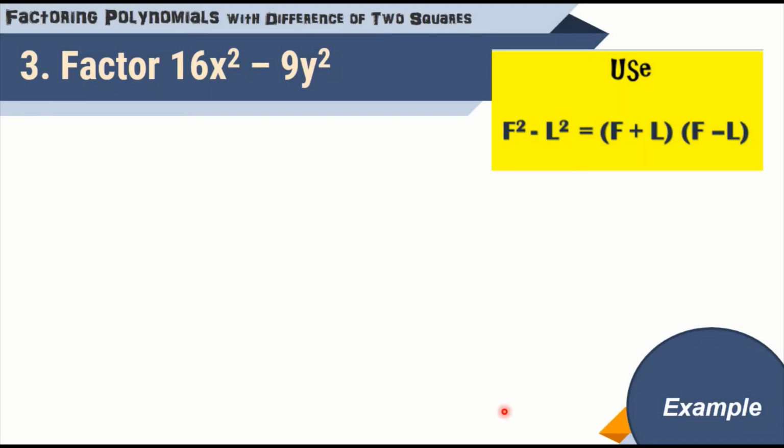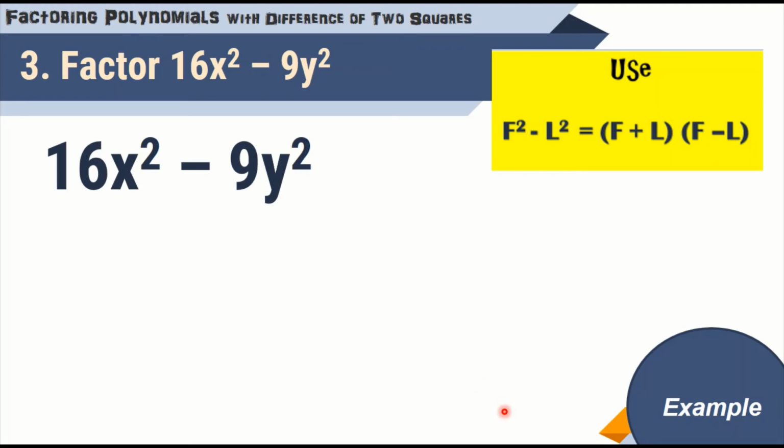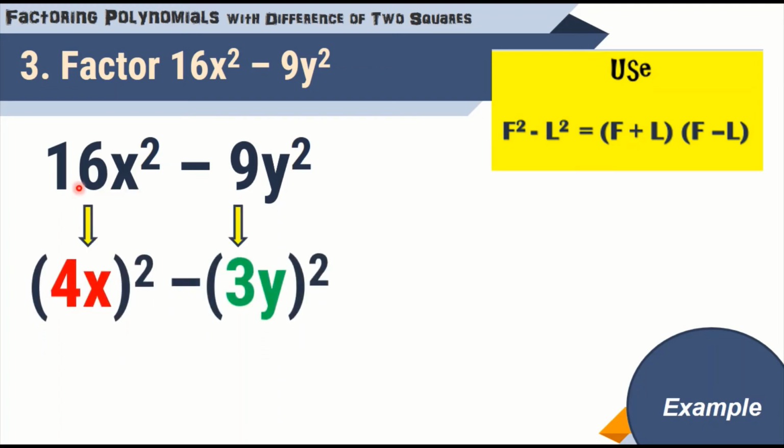Let us have example number 3. Factor 16x squared plus 9y squared. Medyo mahirap ng konti dahil sa isang term ay pinagsama na natin ng constant at ang variable. This, we rewrite first again each term as a square number. 16x squared is a square number of 4x and 9y squared is a square number of 3y. And then we have identified 4x as the first term and 3y as the last term.